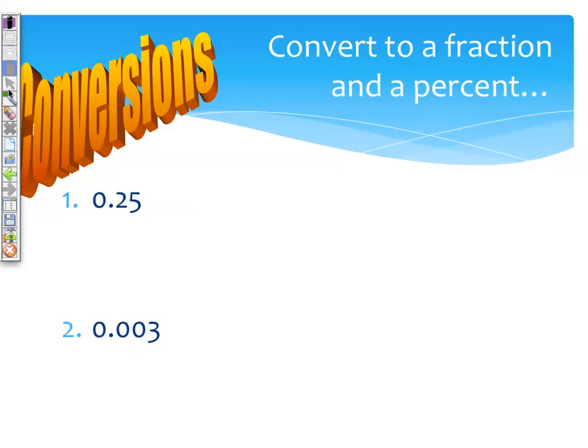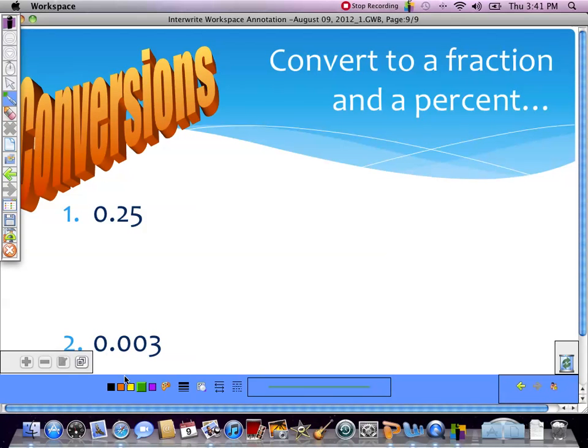Let's try some examples. We're going to start with converting decimals to fractions and percents. All right, starting with number 1, we're going to first start by converting these decimals to fractions. And if you can read decimals appropriately, then you can write them as fractions very easily. This number would be read as 25 hundredths. So all you have to do is write 25 hundredths.